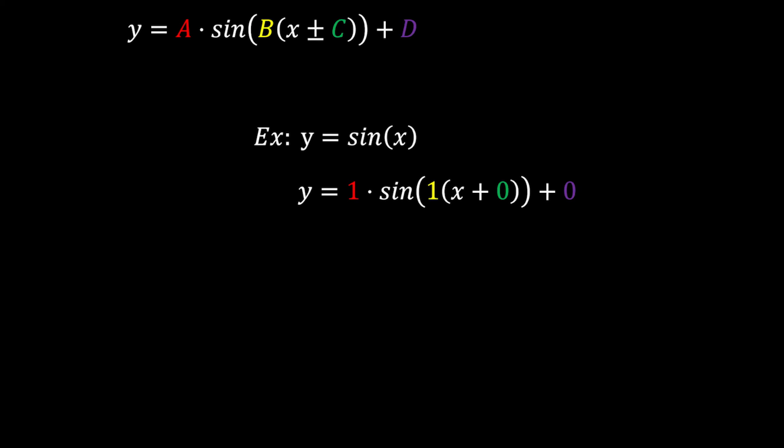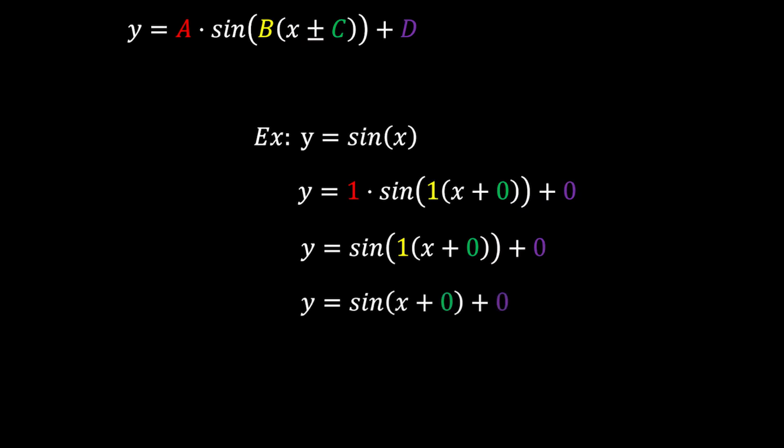So I'm going to simplify the last line. 1 times anything is itself, so we can get rid of that red 1. Similarly, 1 times anything is itself, so we can get rid of that yellow 1. Anything plus 0 is just itself, so we can get rid of that green 0. And lastly, anything plus 0 is itself, so we can get rid of that purple 0. So there we go, we proved that these two statements are the same.